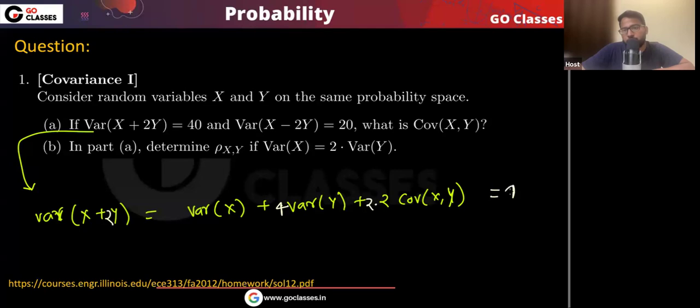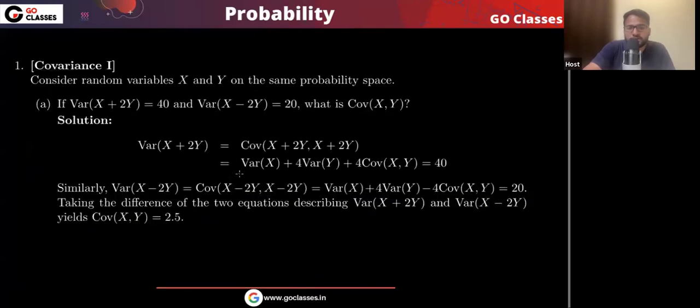Now this is given to be 40. Similarly, this quantity is given to be 20. Now, if we are dealing with the minus, then in that case, this will be plus only because minus 2 square is plus, but this will be minus. They are asking you to find out the covariance, right? Then using these two equations, you can find out the covariance. So let's just see this. This is given to be 40. Here, just notice that this is plus only, but this is minus. This quantity is 40, this quantity is 20.